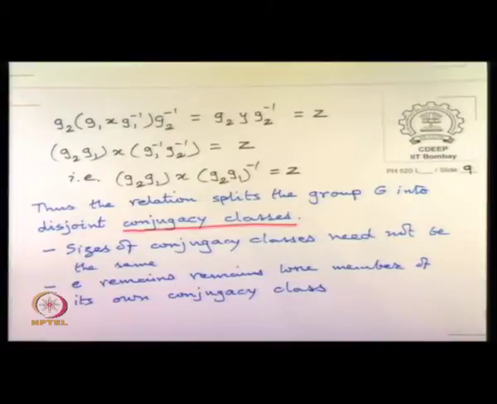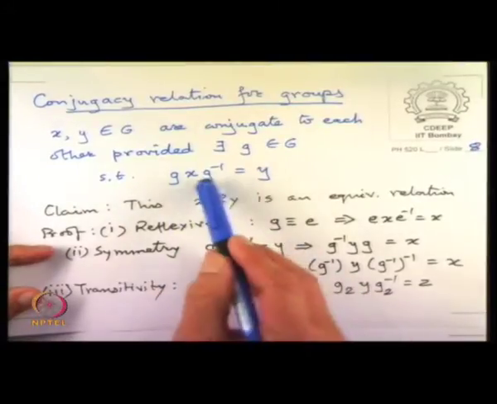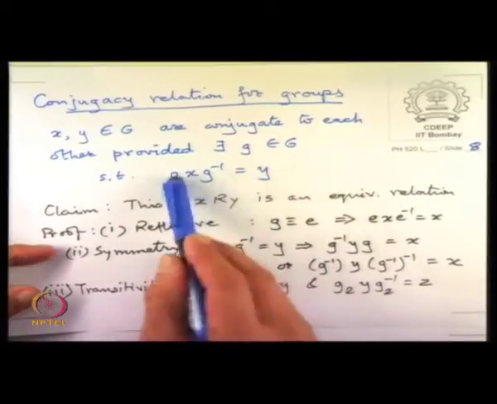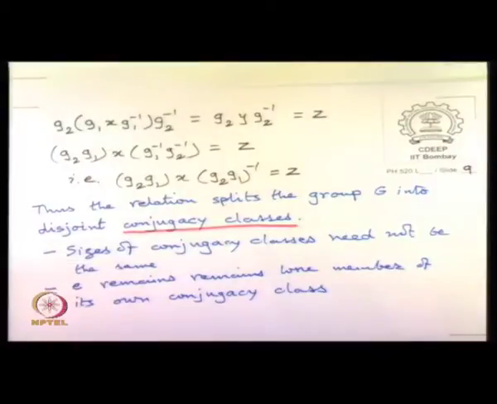More generally, if you have an abelian group, then in an abelian group every element remains in its own conjugacy class, because in an abelian group everything commutes, so x will remain x regardless of what G you use. So in an abelian group every element is in its own conjugacy class.